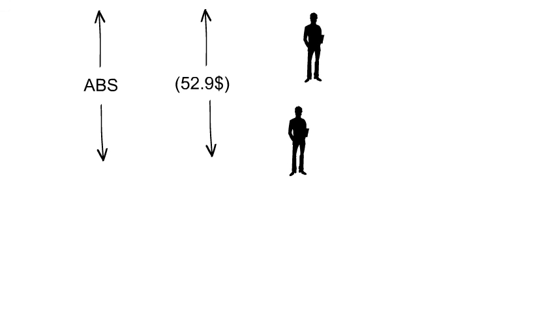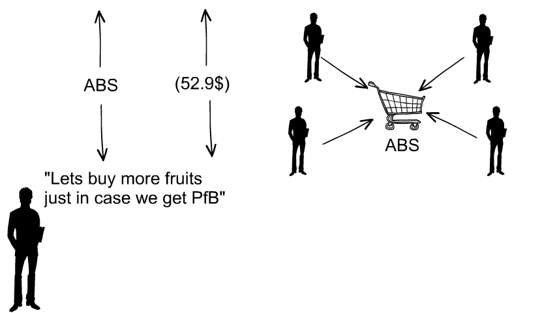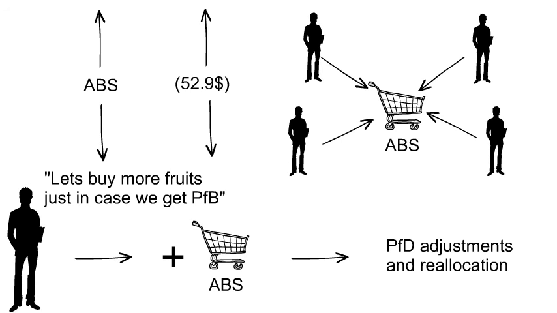It is important to point out that average basket size is not a static parameter. Consumer behavior directly affects ABS. Some payers might decide that it is better to purchase more fruits, just in case the current purchase will end with a PfB state. This kind of reasoning would lead to an increase in ABS. PfD and reallocation would need to be calibrated accordingly in order to keep CP constant.